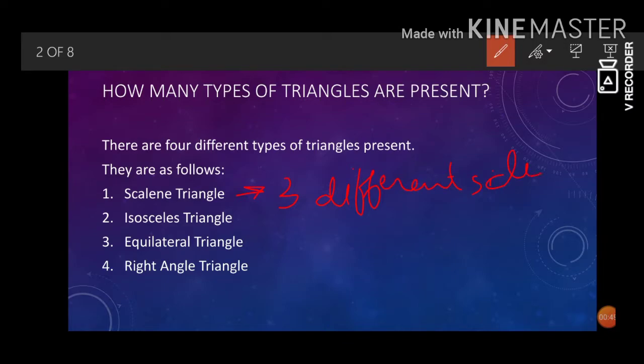For an isosceles triangle, we have two same sides. For an equilateral triangle, all sides are equal. And for a right angle triangle, one angle is 90 degrees. So these are the four different kinds of triangle that we know.